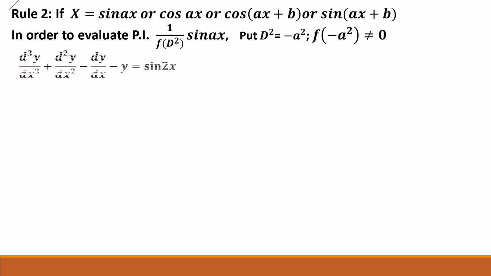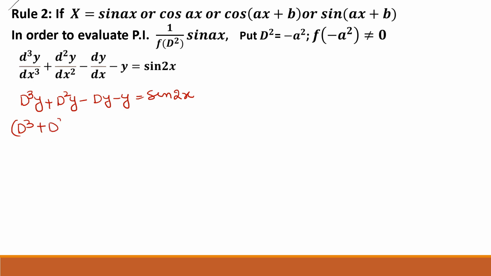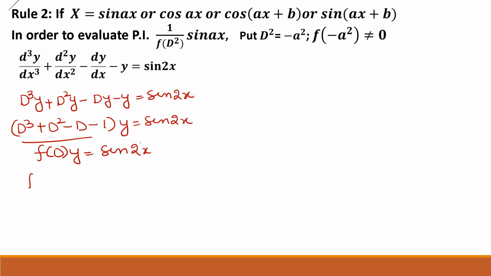Now see, this is an example. So first thing is to write the symbolic form. So that will be D cube y plus D square y minus Dy minus y equal to sin 2x. D cube plus D square minus D minus 1, y equal to sin 2x. And now this is my f of D, y equal to sin 2x. So auxiliary equation is f of D equal to 0. This is our auxiliary equation. So what is f of D? That means D cube plus D square minus D minus 1 is 0.